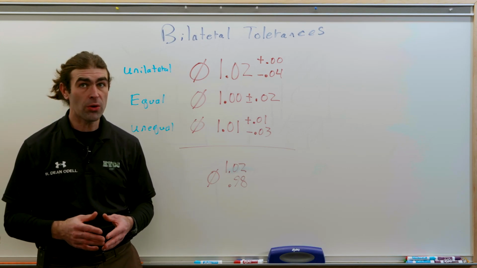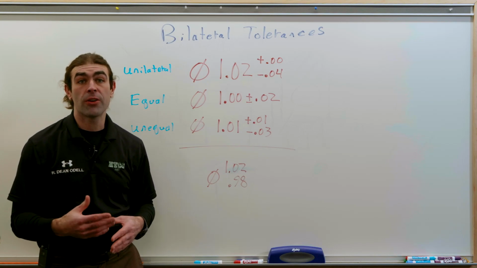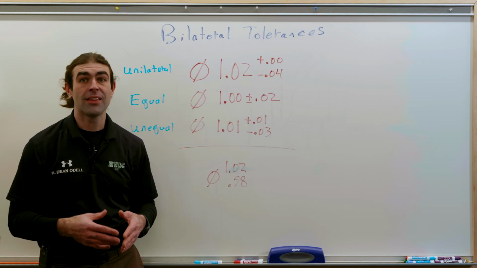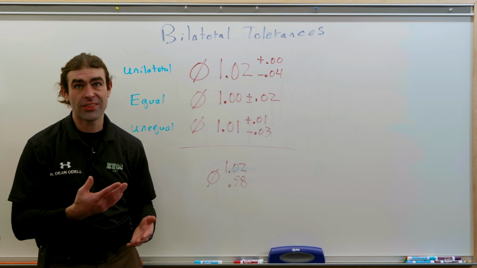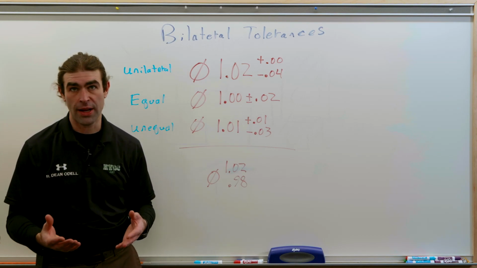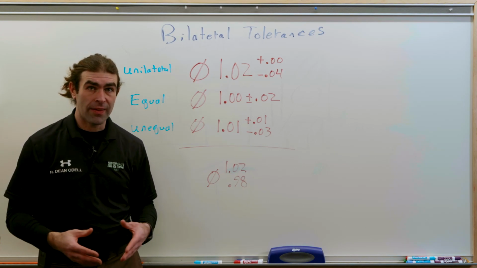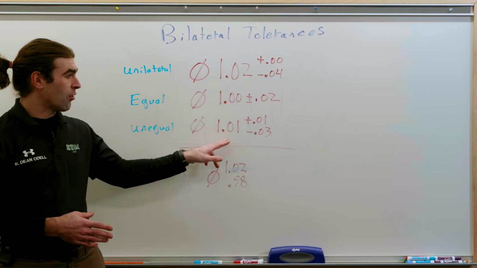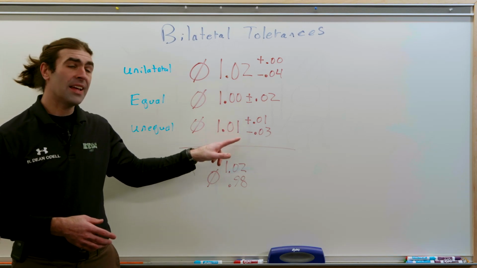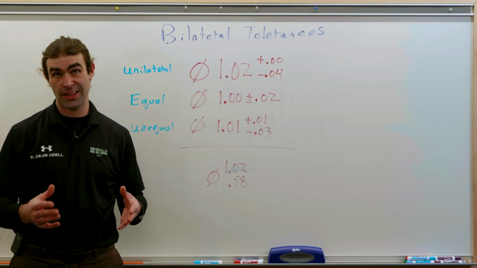Next, we have equal or symmetric, as it's known in a lot of CAD programs. We've got our nominal dimension plus or minus one number. So in this case, it's 20 thousandths. It's a little quicker to write. And then we've got our unequal bilateral tolerance. So in this case, I've shown 1.01 plus 10 minus 30. So you have more tolerance in one direction than the other.